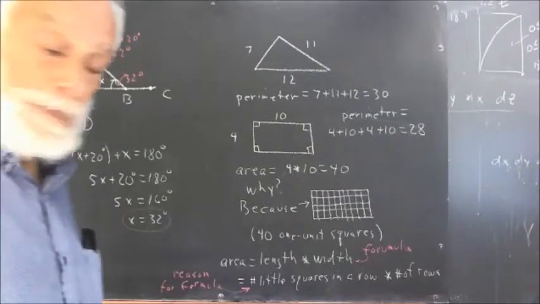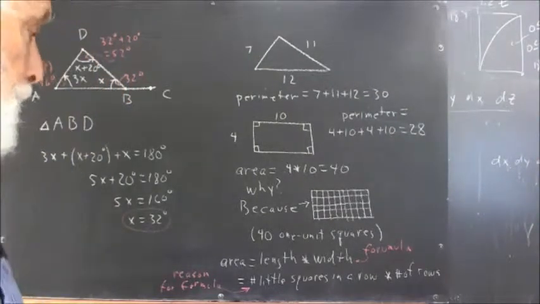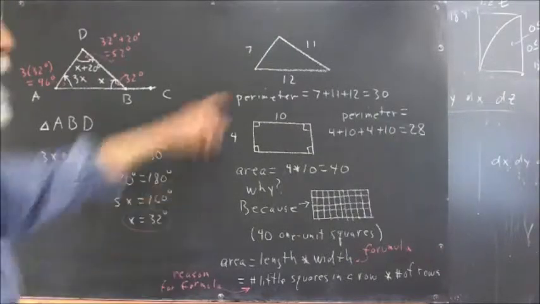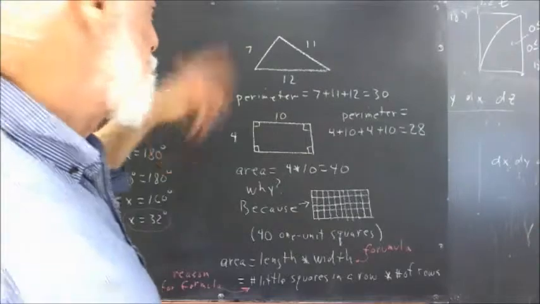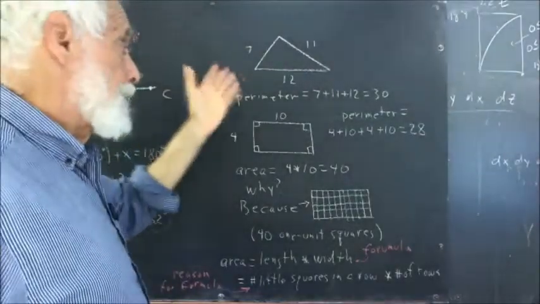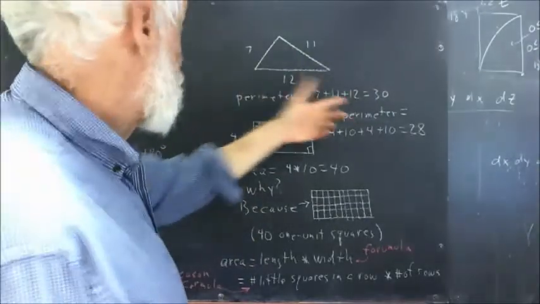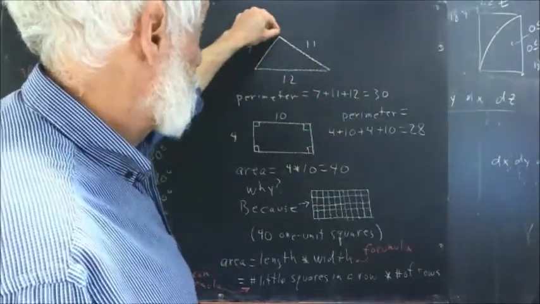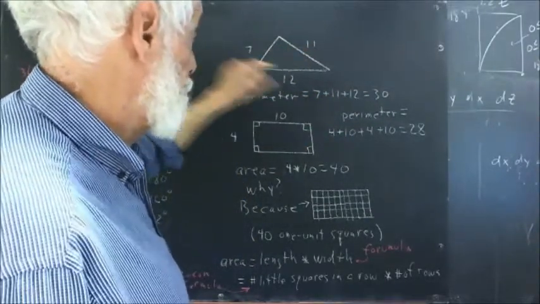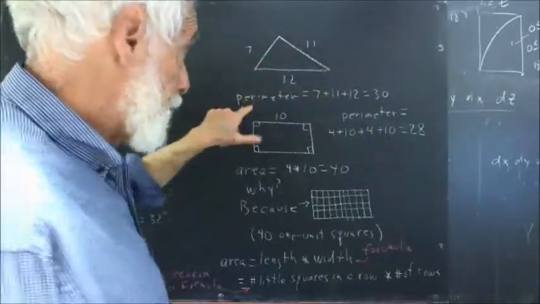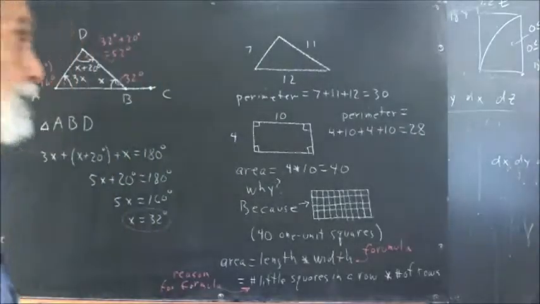Now, we want to talk a little bit about perimeter and area. Here's a figure. What's the perimeter of this triangle? Of course you can identify this as a triangle. Perimeter is how far it is around the triangle. 7 units here, 11 units here, and 12 units here add up to 30. So it's 30 units around the triangle. That's what's meant by the perimeter.